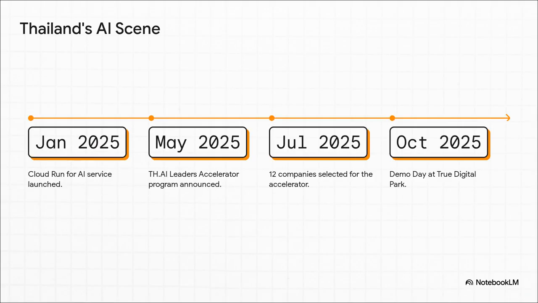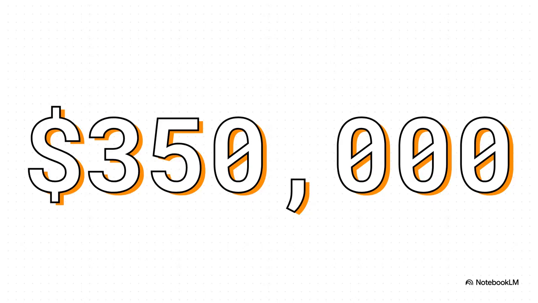But this kind of innovation isn't just happening at giant corporate headquarters. It's really cool to see how Google is investing at a local level to grow the ecosystem from the ground up. Take a look at the momentum in Thailand, for example. This timeline shows a really focused effort from launching new AI services to creating a special accelerator program just to help local talent grow. And they are putting some serious money where their mouth is.